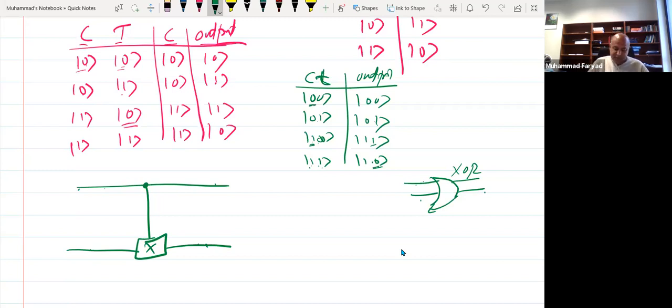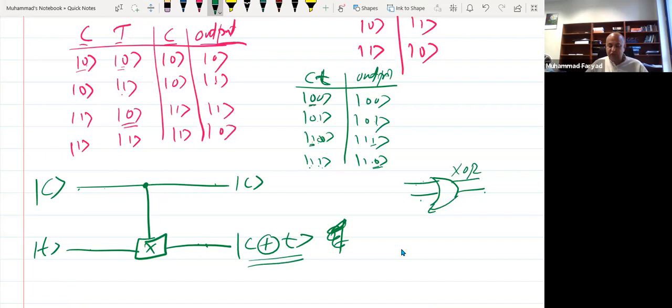So that's why sometimes we would write that control goes to the output, and target can be written as C plus T. So the output of this is this XOR operation of control and target. Perfect. So any question about the control NOT gate?